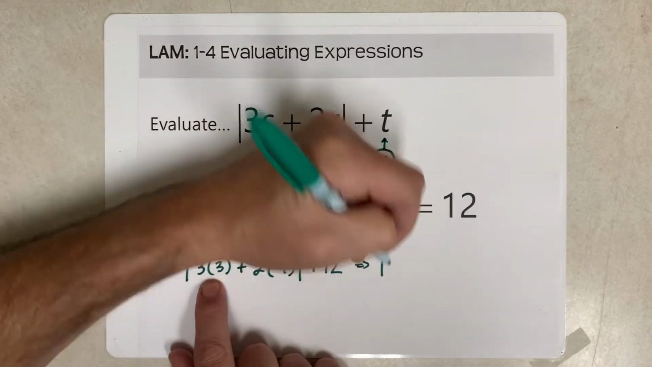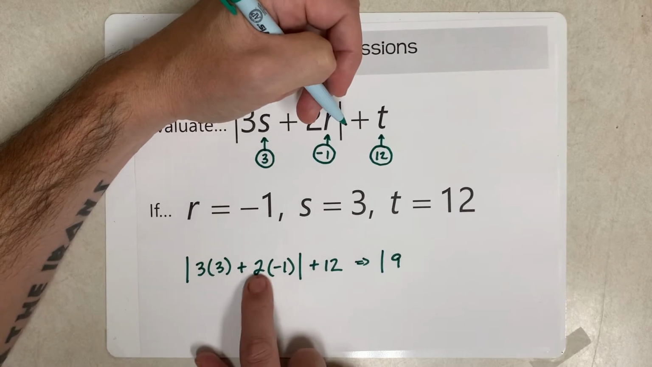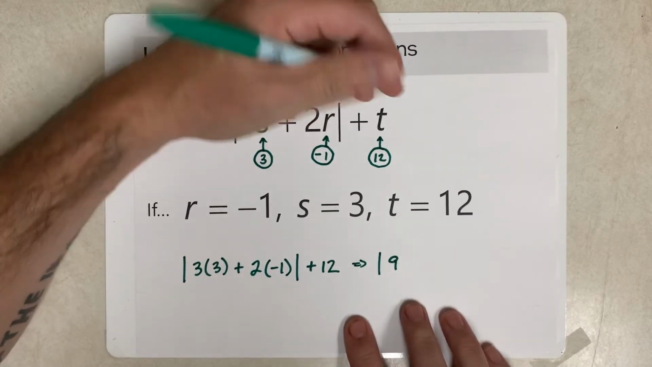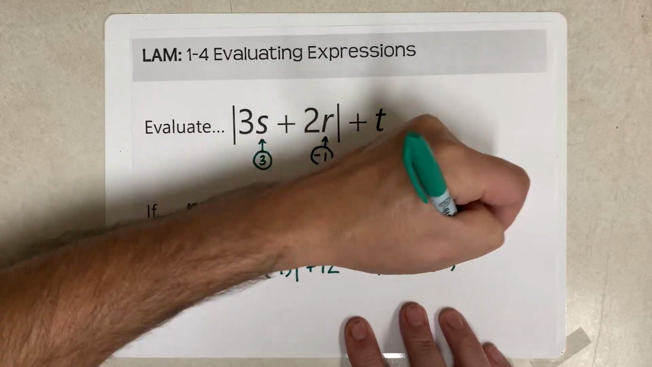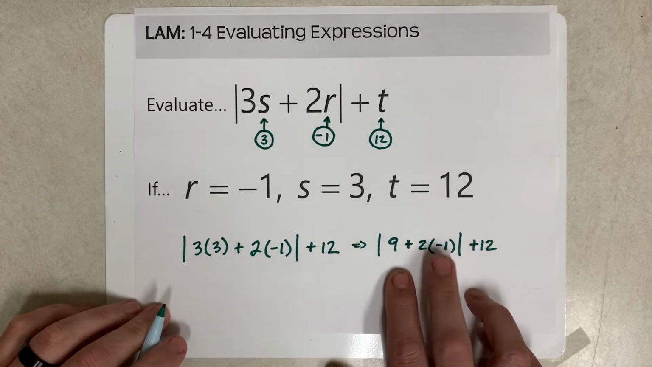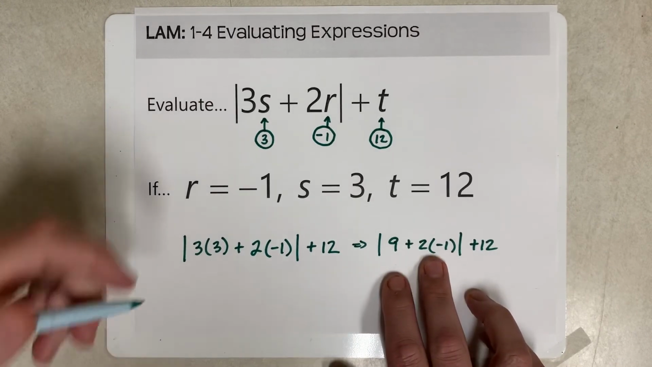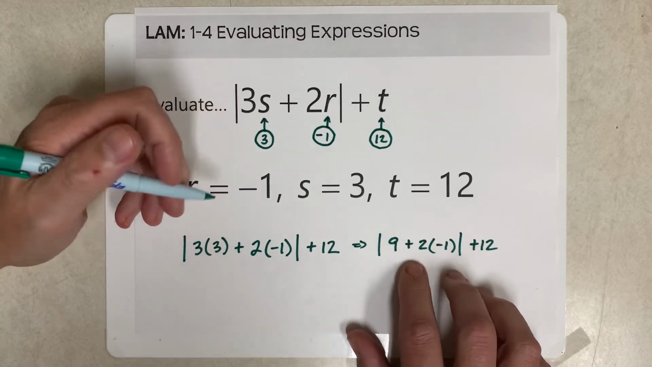So we have absolute value. 3 times 3 is 9. And then we could actually do 2 times -1. Let's make that a different step though. Plus 2 times -1 plus 12. All right, so now we need 2 times -1. Well, that's -2. But it's going to make that plus a minus because positive times negative is negative.